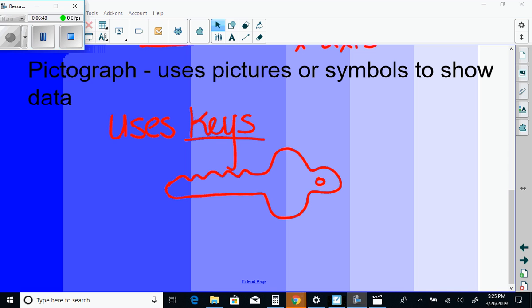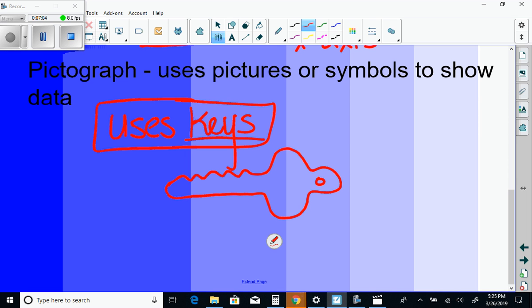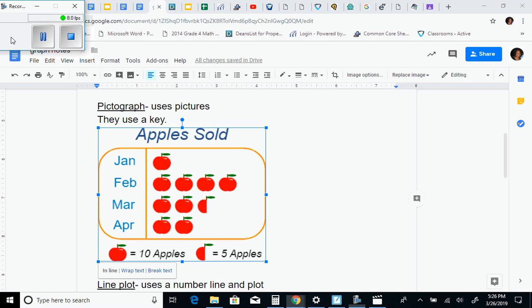So the last type of graph we're dealing with is a pictograph, and it's kind of easy to remember because it uses pictures, so it kind of sounds similar, or symbols to show the data. It's one of the graphs that uses keys most frequently. Not this kind of key to get into the house. I just drew that picture so you can see it more. So we're going to take a look at a pictograph.